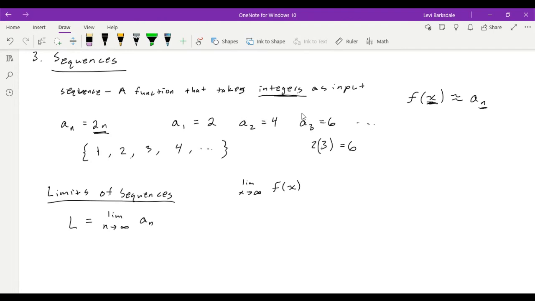If you think back to top-heavy, bottom-heavy, and balanced functions, all those rules still apply. So if we had a sub n equal to n squared plus n over 3n squared minus 1, well, this is a balanced function, so we could say that the limit would just be the coefficients of the largest terms, n squared on top and bottom. And that would be 1 over 3. So all the same rules kind of apply.